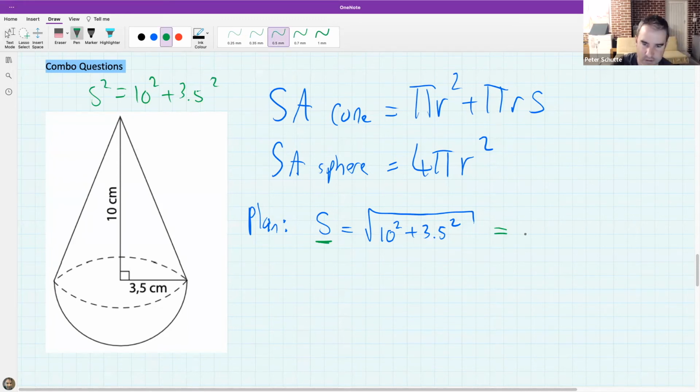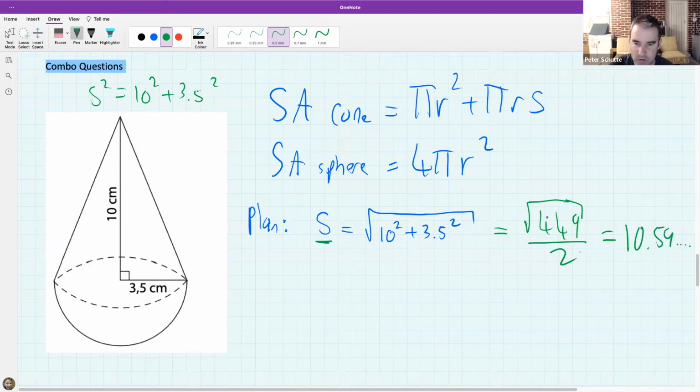Okay, so this is where you need to make a choice as to how this is basically going to be. Let's have a look. 10 squared. I would just write it in the way that's easiest. In my calculator, it's writing it as the square root of 449 over 2. Or as a decimal, it would be 10.59, blah, blah, blah. But I'm probably going to use this because it's probably going to be easier to work with later.